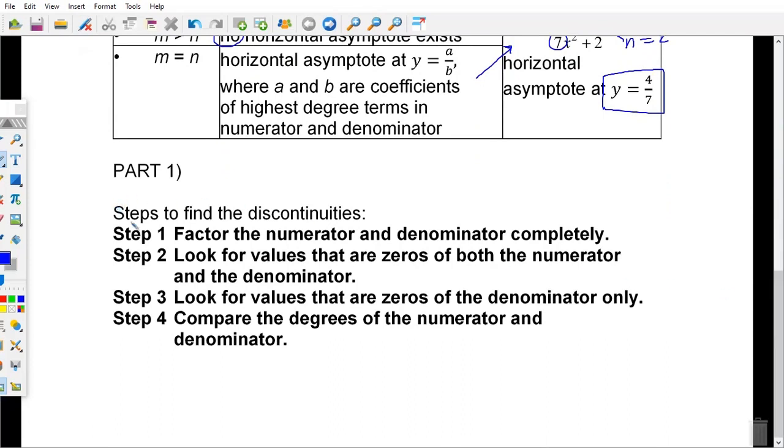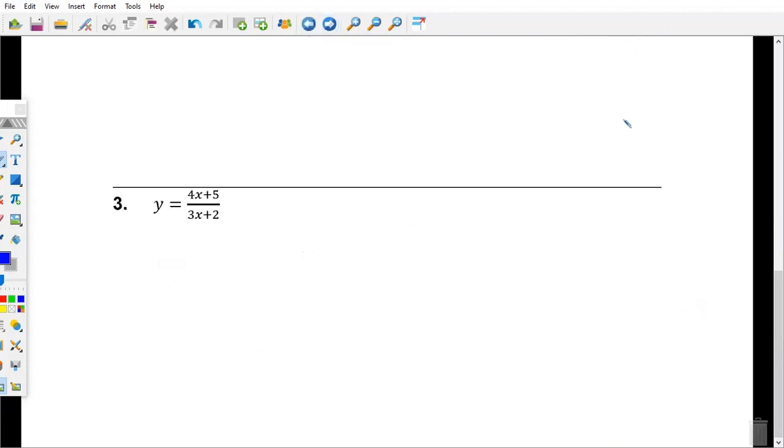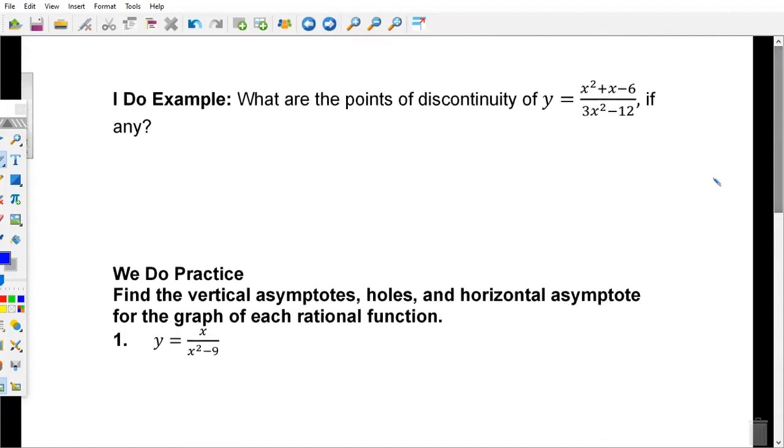So when we are looking for the discontinuities, we first want to factor the numerator and denominator completely. Look for the values that are zeros of both the numerator and denominator. If they exist, then we have a hole. If I can't remove anything, do I have a hole? No. Then you look for the zeros of the denominator, and that's where our vertical asymptotes come from. Then we check for a horizontal asymptote by comparing the degrees. It sounds like a lot, but once we do it, you'll see it's easy.